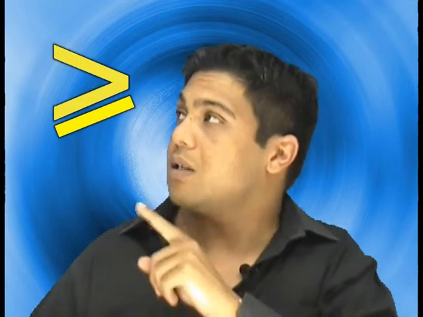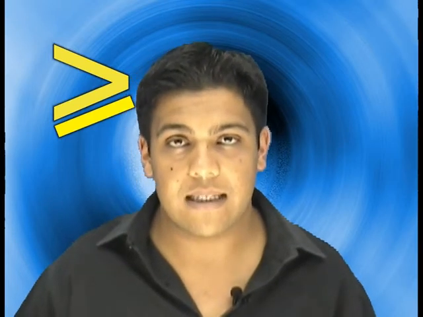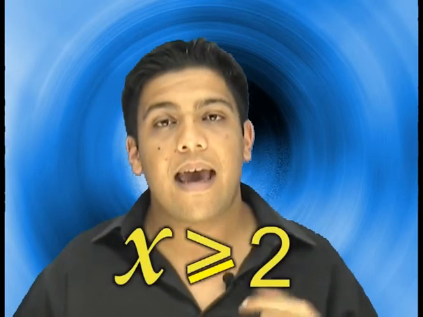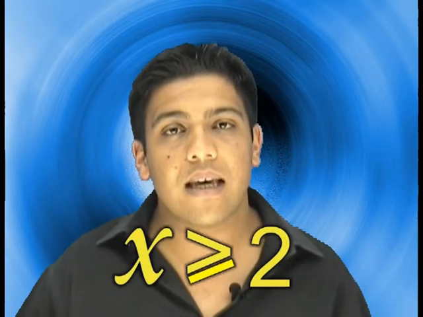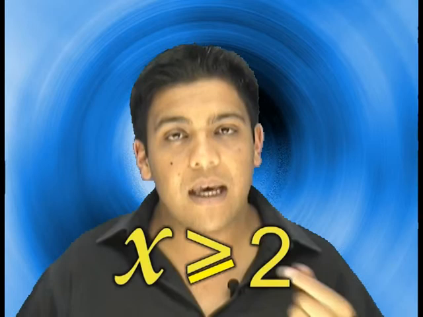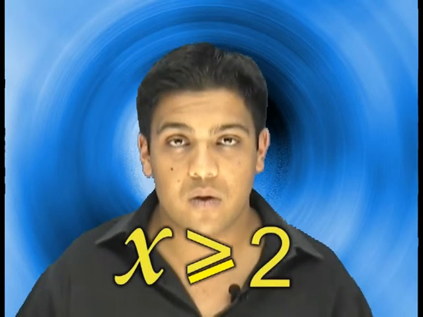The next expression we're going to use is this one over here. This is almost the same sign as we used previously, except it has that little line underneath it. This means that the left-hand side is greater than or equal to the right-hand side. If I say x is greater than or equal to 2, it means that x can hold any value bigger than or equal to 2.